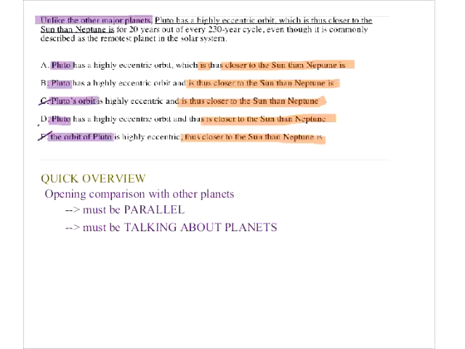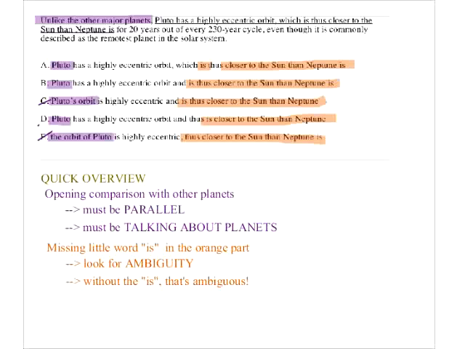If you say, look at that, notice the missing "is" in the orange part. Look for ambiguity. And sure enough, you're going to find it. Without the "is," that's ambiguous.